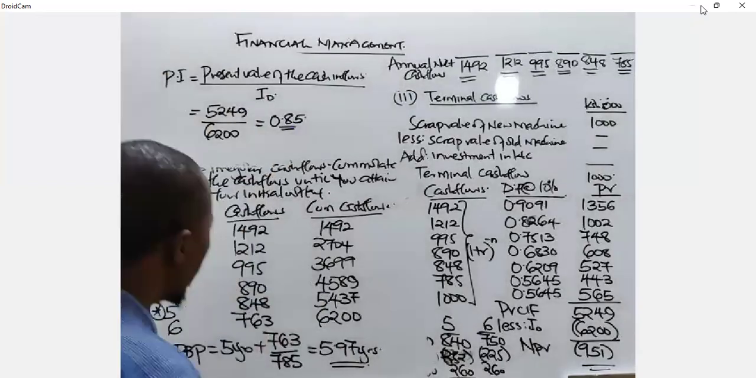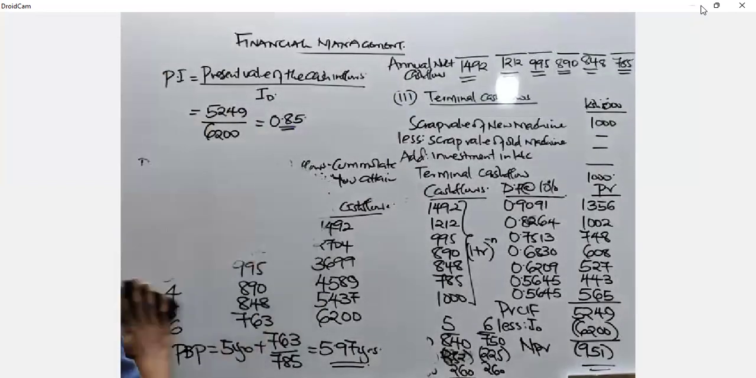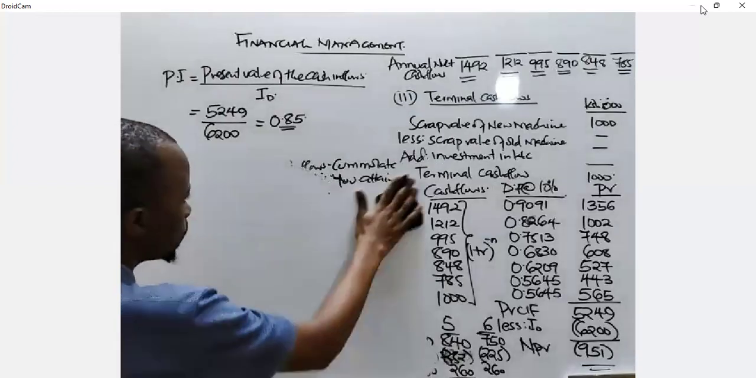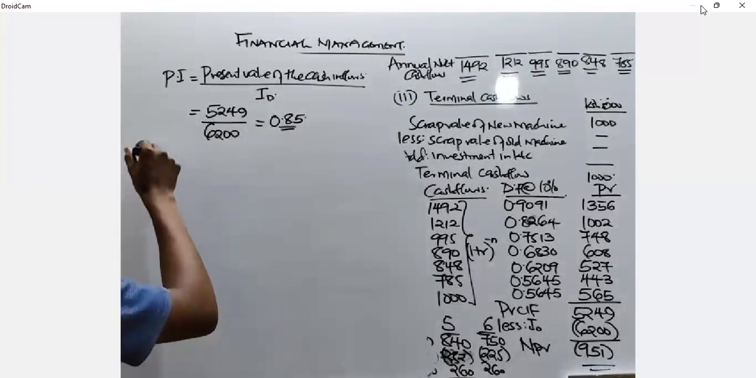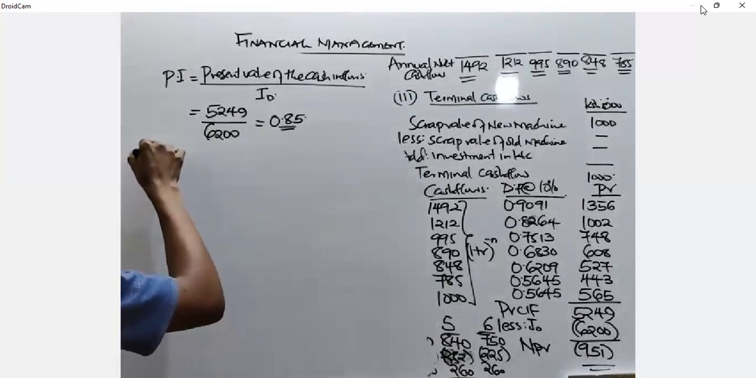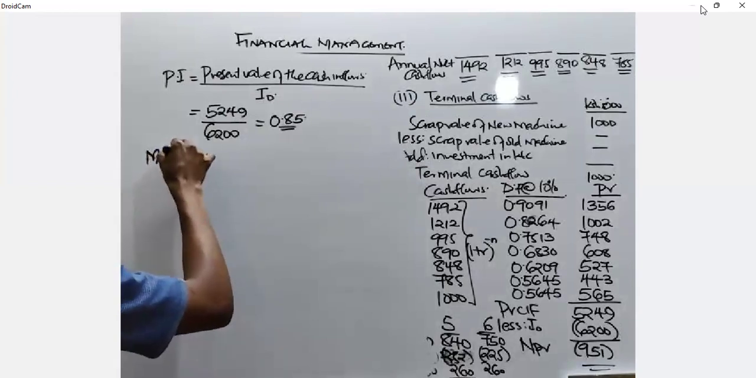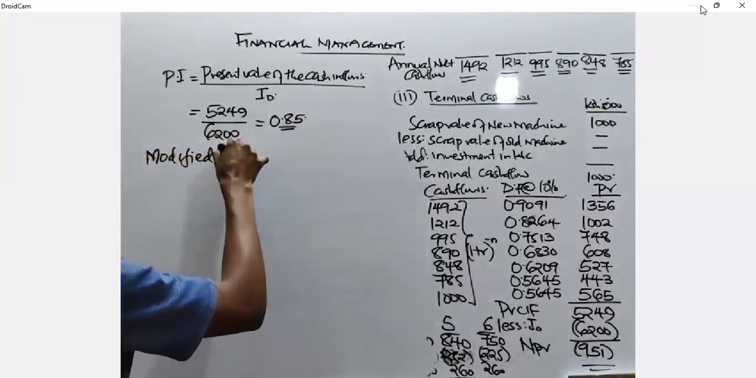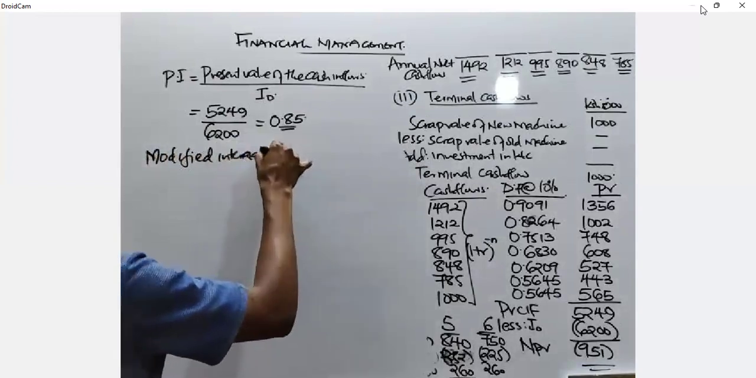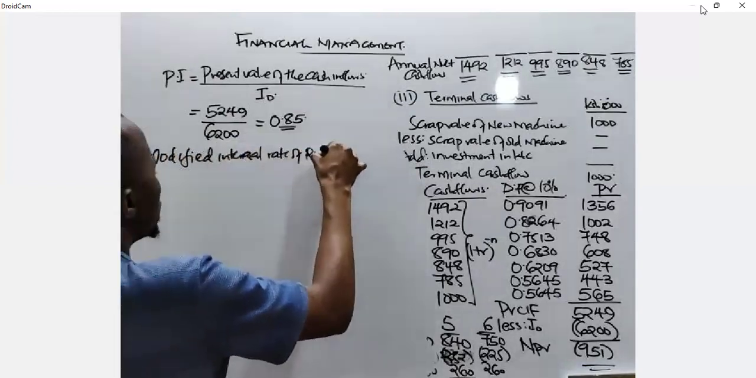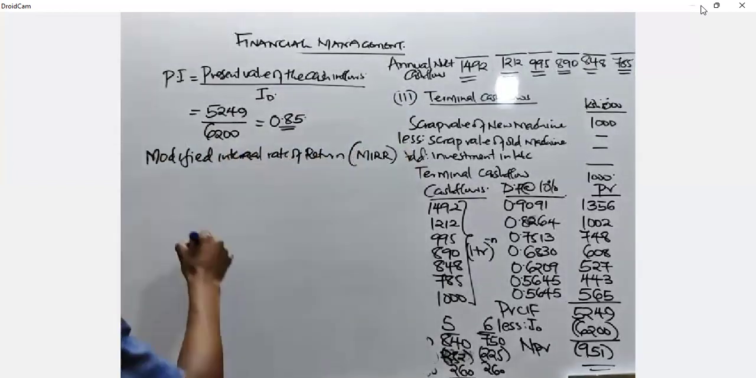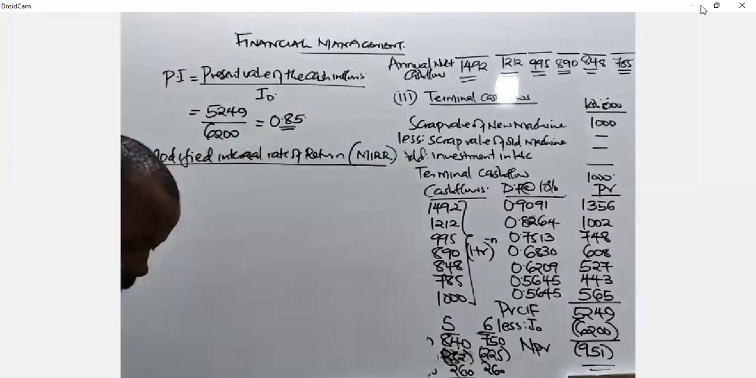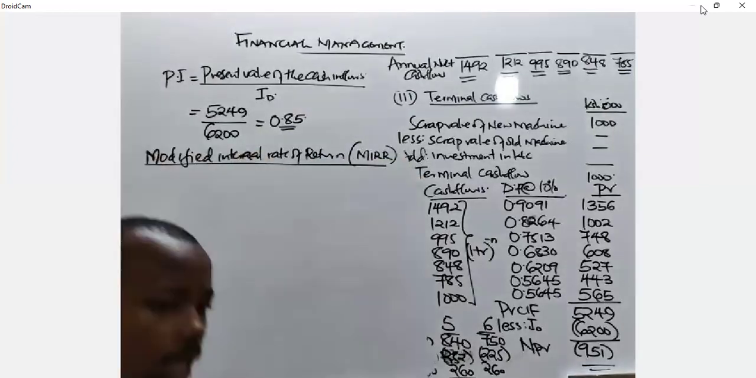There is another thing here which an examiner might be putting in place. That is a PI now. We might be having problems with the modified internal rate of return. This is normally called MIRR. How do you normally calculate your MIRR?